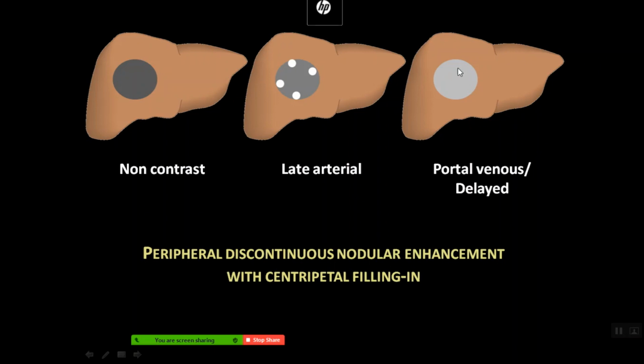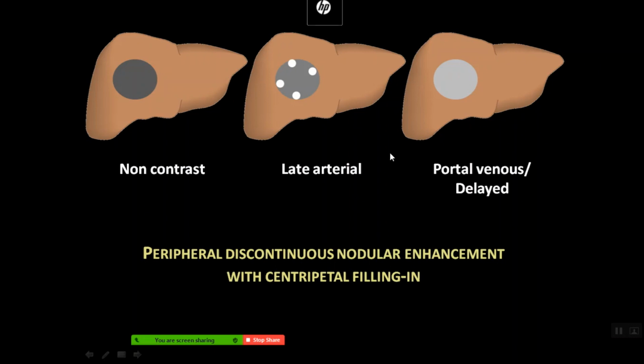So it will start as peripheral enhancement, discontinuous, never rim enhancement. Rim enhancement is something you have to worry about. That's in infection or it's malignancy, right? So it should be discontinuous, nodular, right? Nodular or globular enhancement we call it. It's not a curvilinear enhancement, it's a nodular or globular enhancement.